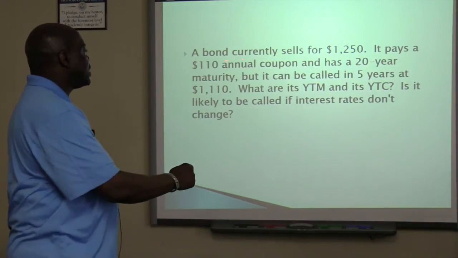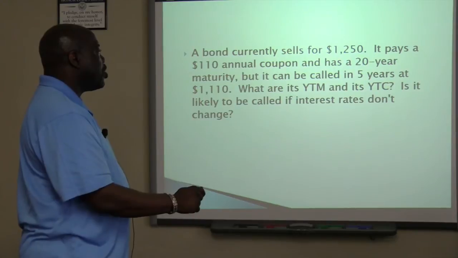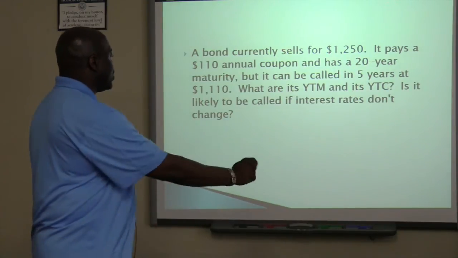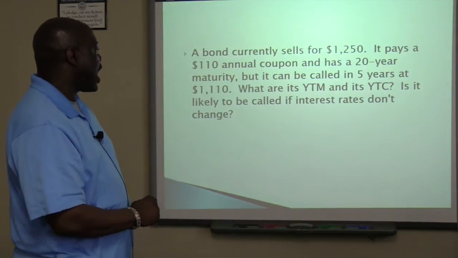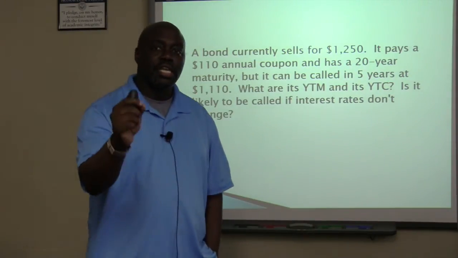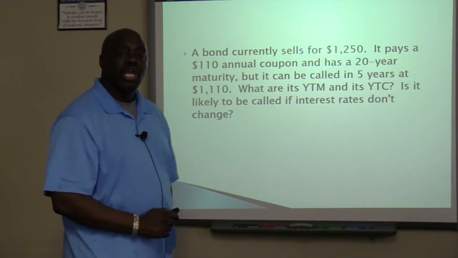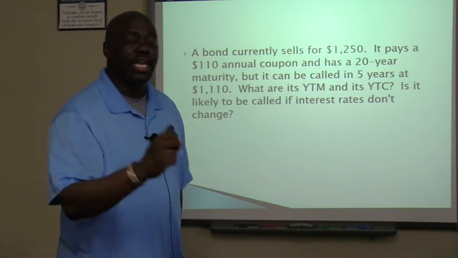We know it's currently selling for $1,250, so that is our present value. It pays a $110 annual coupon, so 110 is our payment. It has 20 years to maturity, so that is our N.